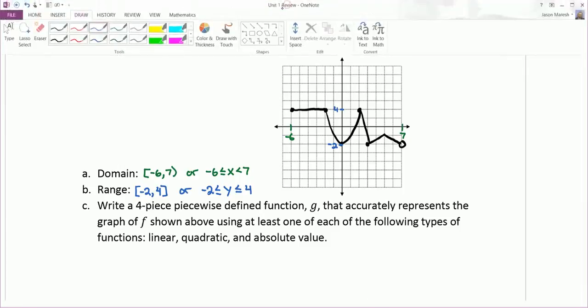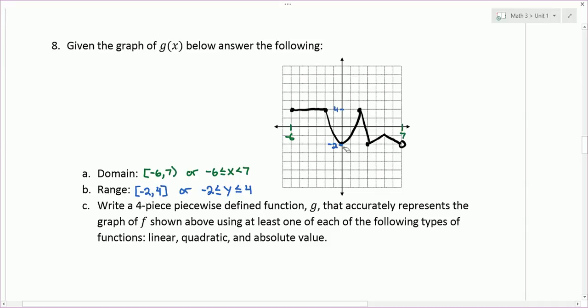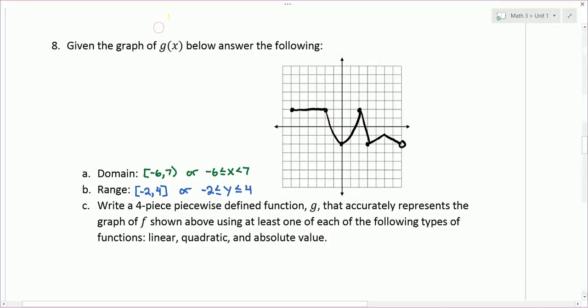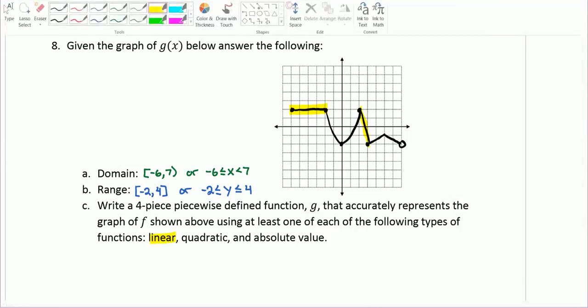Part C, a bit more complicated. We have to write out a 4-piece piecewise defined function that accurately represents the graph of f shown above, using at least one of each of the following types of functions: linear, quadratic, and absolute value. So we need 4 pieces, and we have to use at least one of the 3 types. For linear, we have a horizontal line that we can use. I'm going to use this as well for linear. So there's 2 of my pieces.